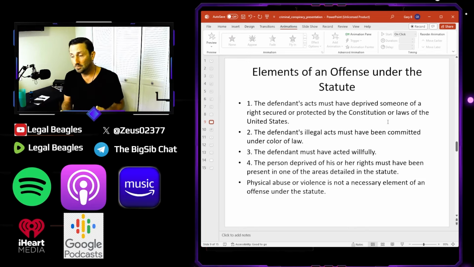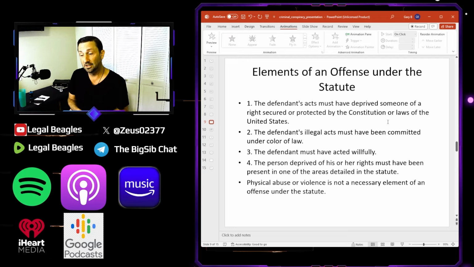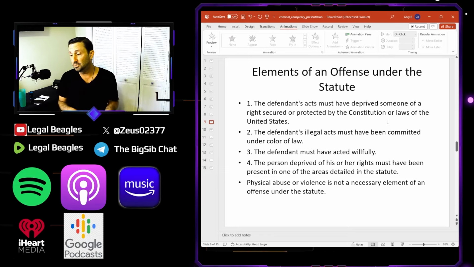of action. Number 4, the person deprived of his or her right must have been present in one of the areas detailed in the statute. So you need to look in your state statutes and make sure that you fit in all that. But basically, you have to be present to be injured normally. I guess there are some instances that it could happen without that, but in this particular instance that we're talking about, you have to be the one injured. You have to bring the case. Physical abuse or violence is not a necessary element of the offense under the statute. So it doesn't have to be physical abuse. Maybe even mental or negligence.